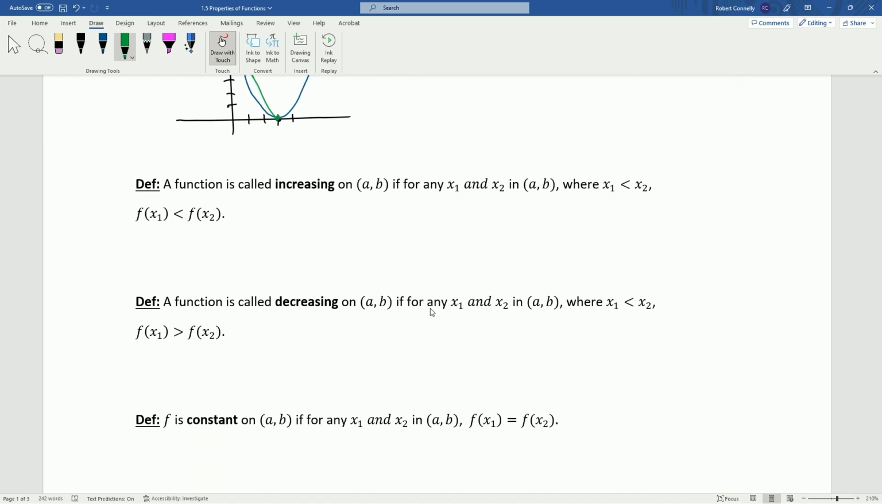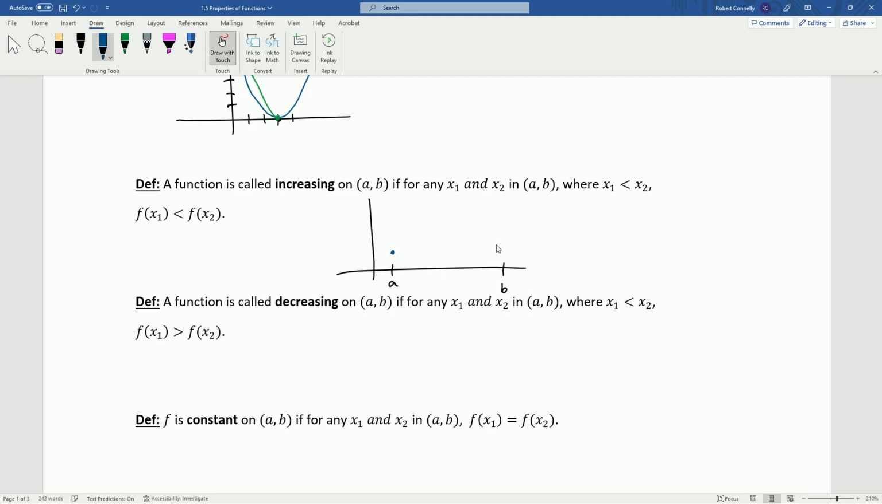Okay, so a few quick definitions. A function is called increasing on the interval from a to b if for any x1 and x2 in that interval, where x1 is smaller than x2, then f of x1 is smaller than f of x2. That seems a little bit confusing at first, but it's really pretty straightforward, especially if we just draw it out and see what this looks like.